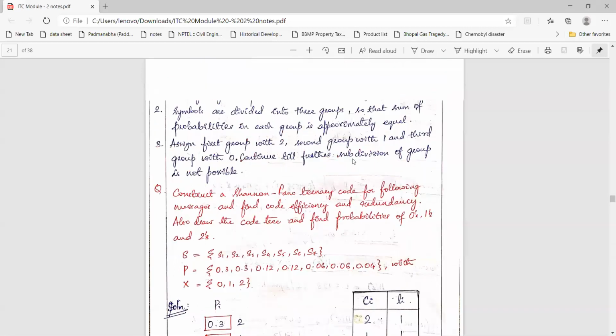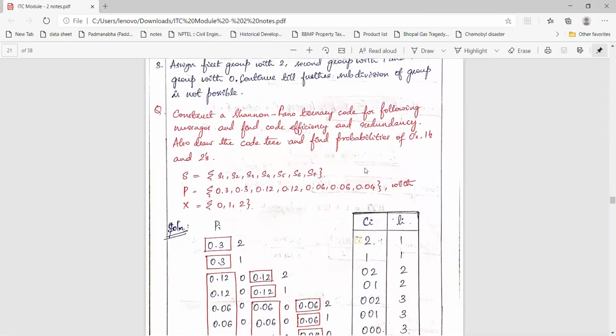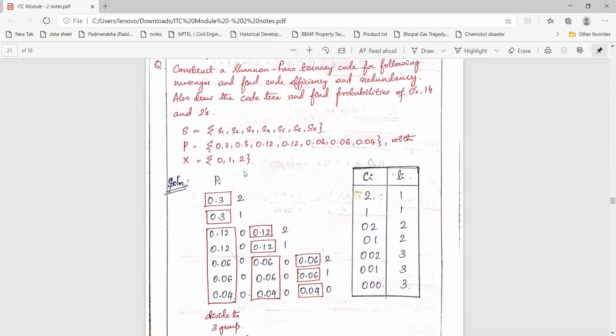So what is the first step that we do? We arrange the probabilities in decreasing order, isn't it? So the first step is arrangement of probabilities in decreasing order. You can see 0.3, 0.3, 0.12, 0.12, 0.06, 0.06, and 0.04. We have arranged it in decreasing order, and then we have to go for subgrouping. How will we go for subgrouping? We will group it in such a way that the sum of the probabilities in each group is approximately equal.